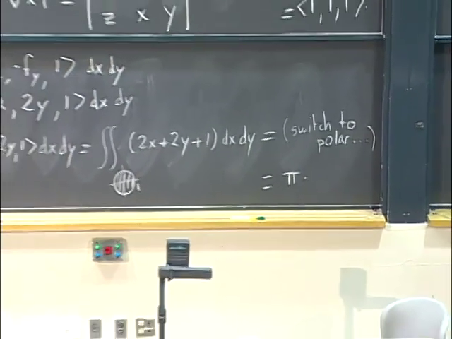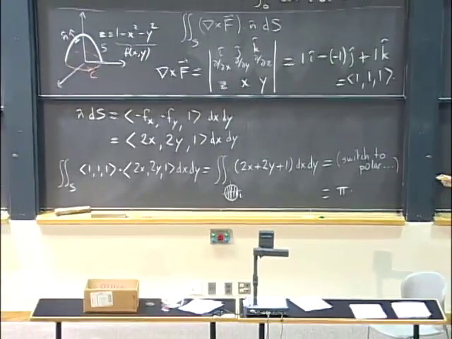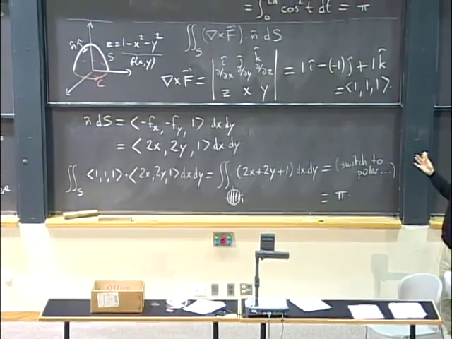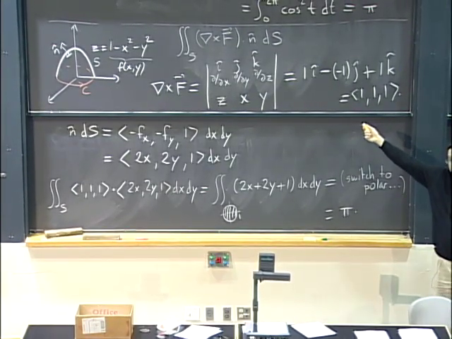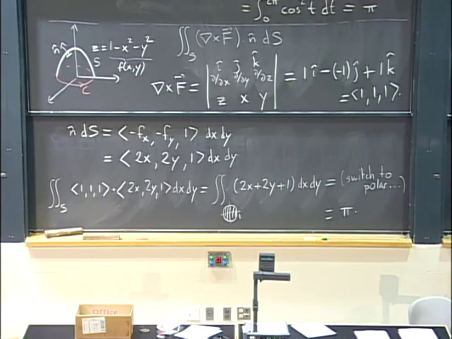Okay, so that was our first example. And of course, if you're actually free to choose your favorite surface, there's absolutely no reason why you would choose this paraboloid in this example. It would be much easier to choose a flat disk.